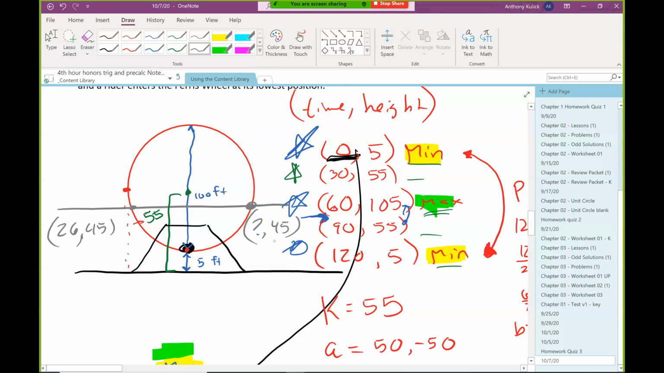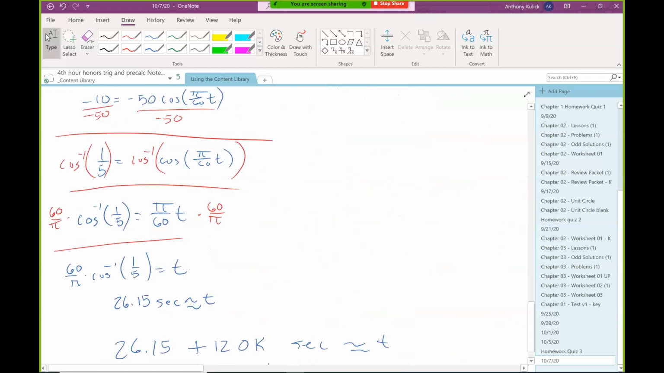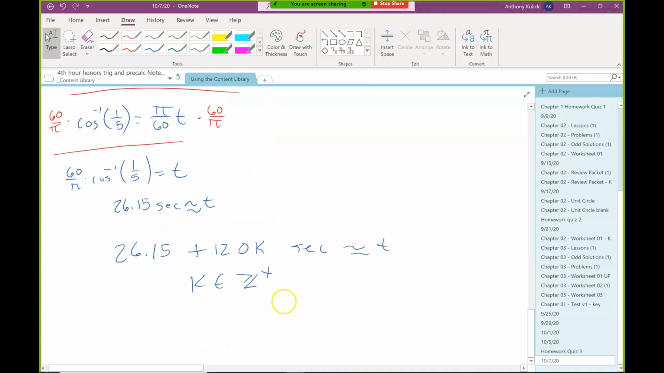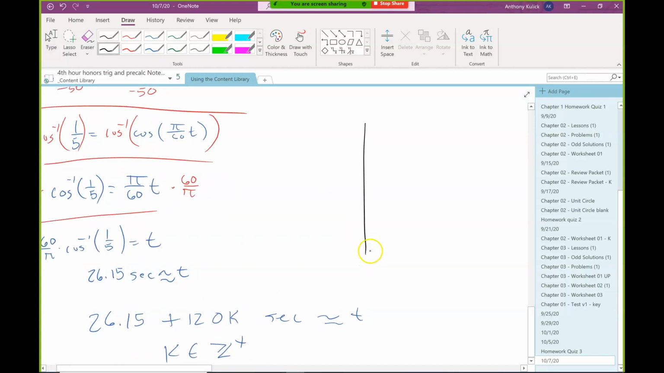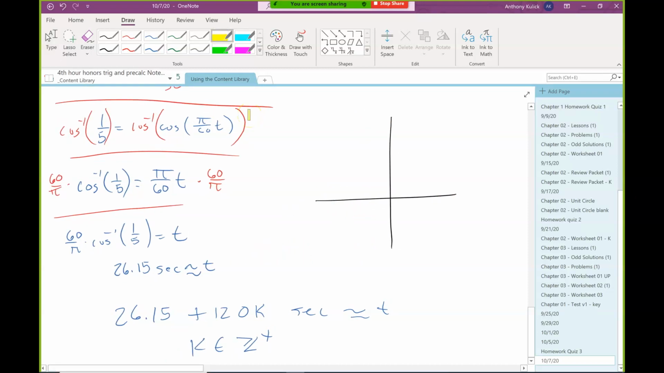So how would we find this other one, just for grins, in case we were interested? Well, here's what we would do. We're going to go back to the unit circle. Everybody agree? Remember where cosine is positive. It's positive in the first quadrant and in the fourth quadrant. Everybody agree with that?